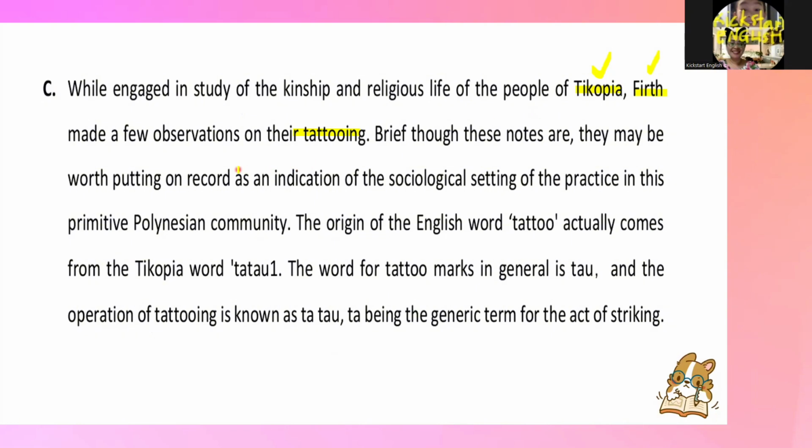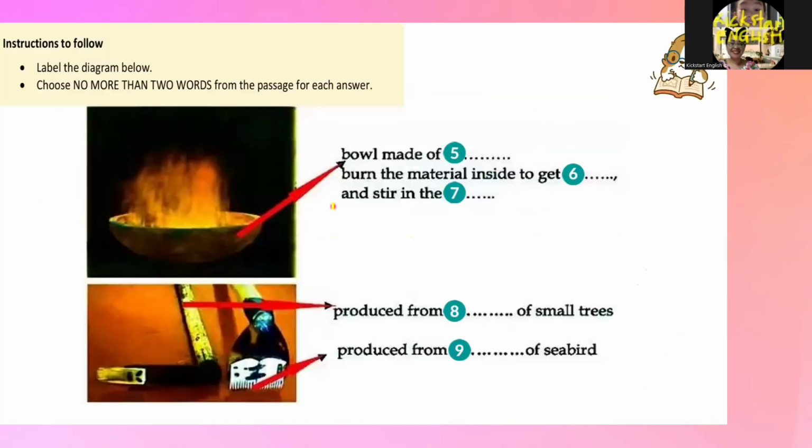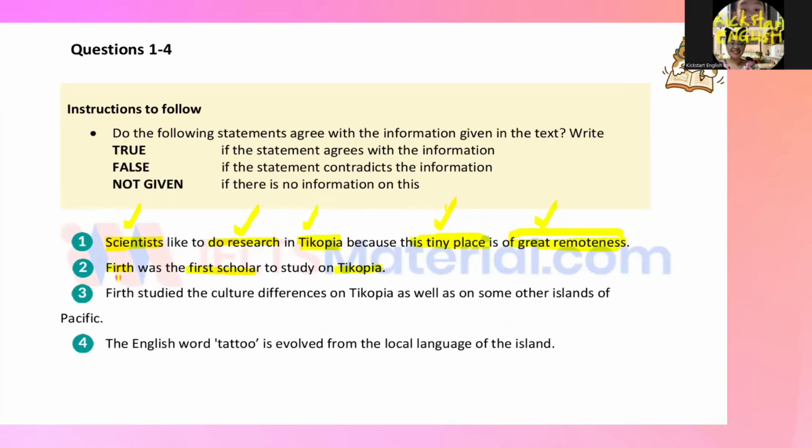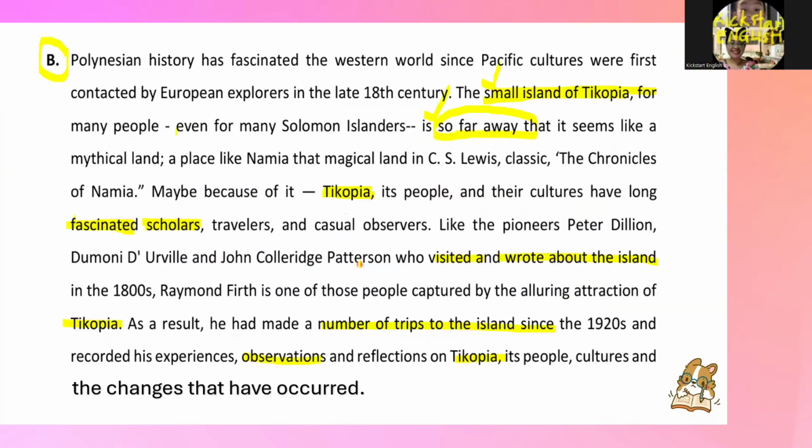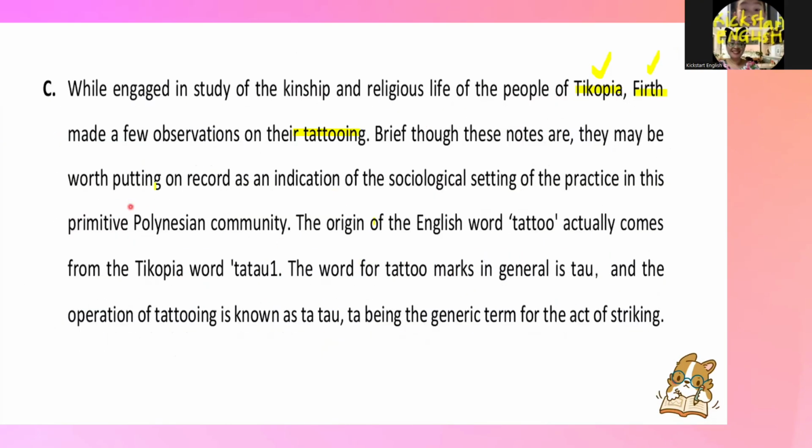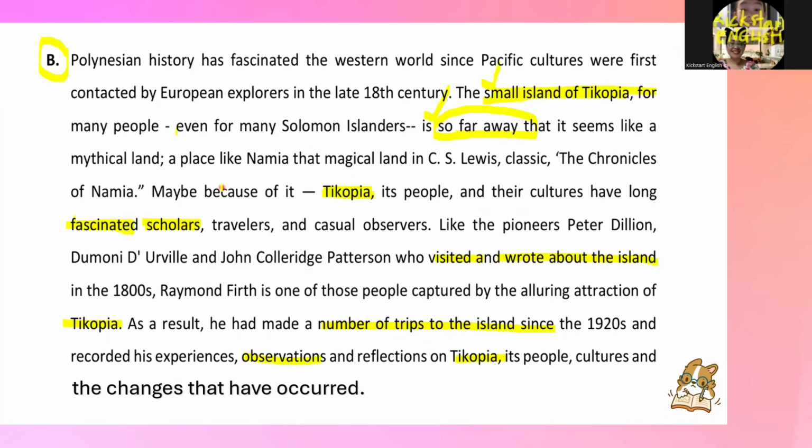Firth is the first scholar to study about Tikopia. So, Firth was the first scholar to study on Tikopia. Okay, so paragraph C, it focuses on tattooing. So we take it for granted and focus on paragraph B again. Because this has the word Tikopia, let's look for the word Firth, which is over here.